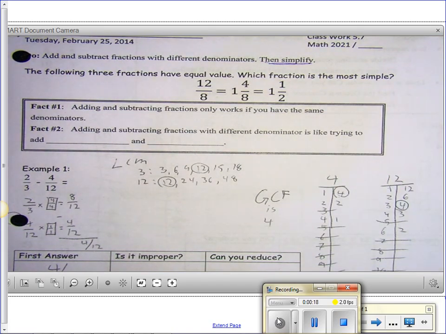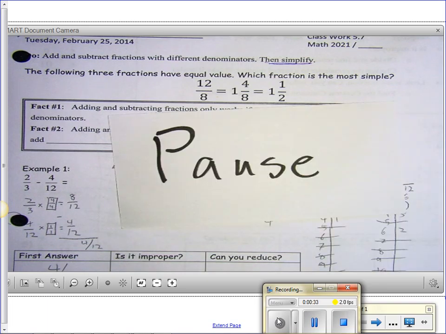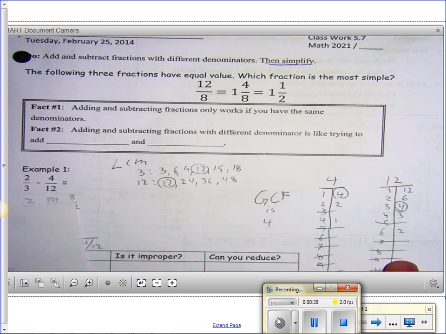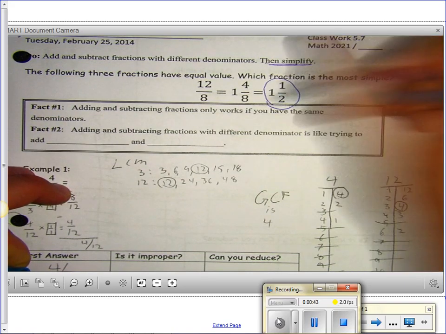The following three fractions have equal value. Which fraction is the most simple? 1 2/8, 1 4/8, or 1 1/2? Pause the video now and circle the correct answer. If you chose 1 1/2, you are correct.